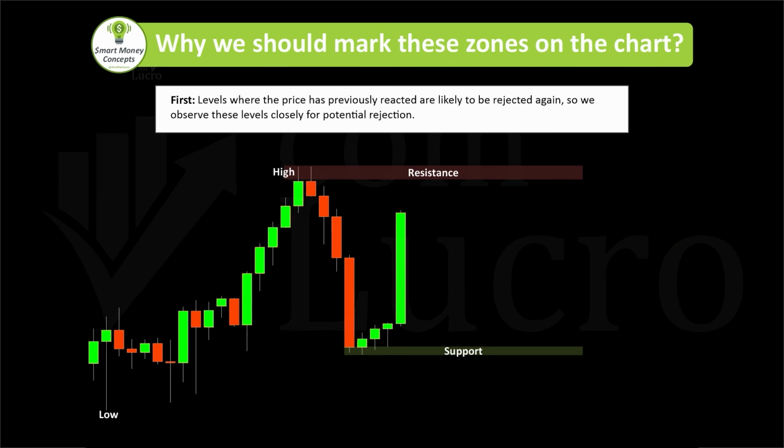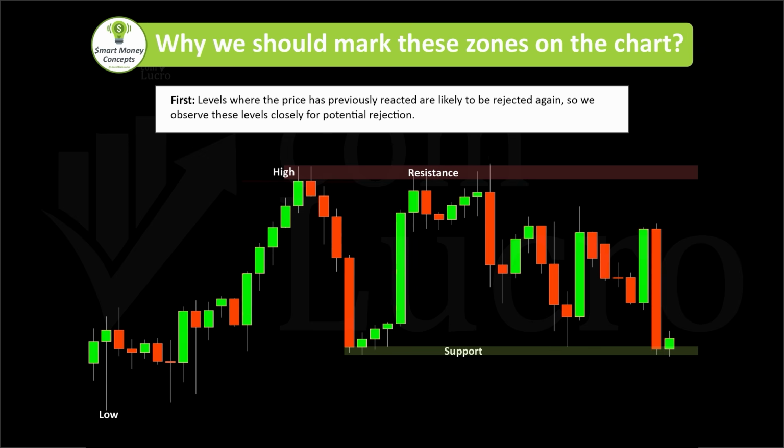Next, let's discuss why we should mark these zones on the chart. Here are 3 crucial reasons. First, levels where the price has previously reacted are likely to be rejected again, so we observe these levels closely for potential rejection. This helps set profit targets, especially if they are key levels on higher time frames, as even minor reactions here can lead to major reversals in lower time frames.